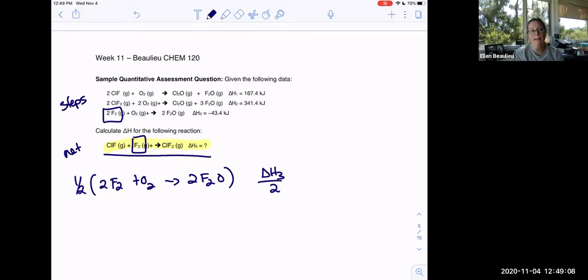Yeah, well, so let's take chlorine trifluoride, ClF3. It is a product here. Everybody see that? It is a reactant here. So what do I need to do to step 2 to build the net reaction? I don't want ClF3 to be a reactant. I want it to be a product. So I need to flip step 2.